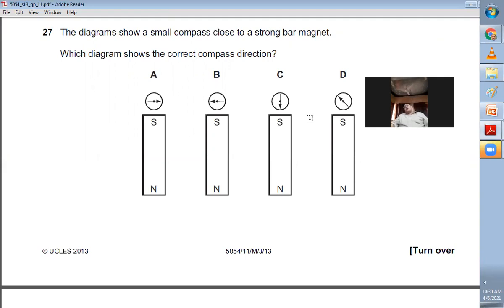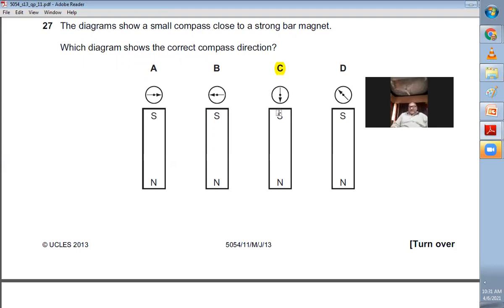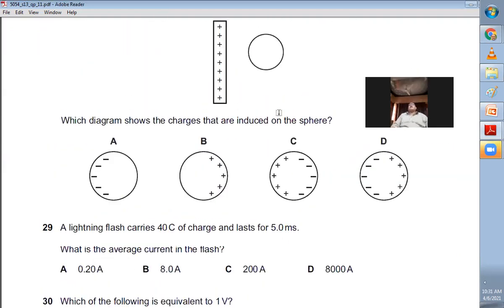B is also wrong. C is the perfect answer. Here, in this location, the magnetic lines are going into the south pole, so the magnetic compass should be aligned with those lines. So C is the right answer. B is also wrong because here the magnetic lines are going into the magnet, so it should be aligned like this. Question number 27, I think C is the right answer.